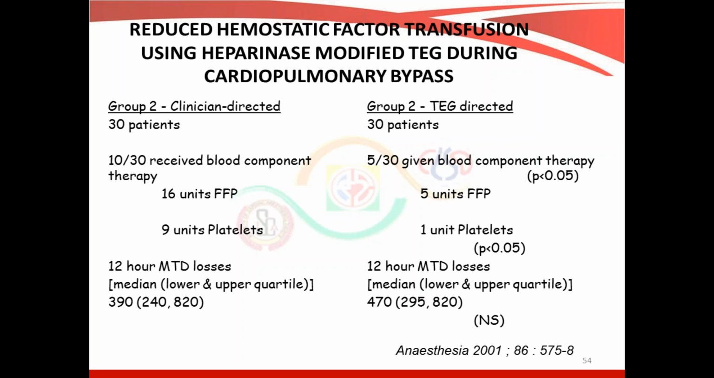I'm sure the days are not far behind where we also, not just AIIMS, but many other centers would be buying both the machines together. So 9 units of platelets are given in a clinician-directed 30-patient group. This was a study done in 2001. You need to give only 1 unit in a TEG-directed group. So once you know that your blood product usage is less, the patient's attack by the blood products on the lungs is better, the patient is weaned off from ECMO better, and this patient does better.